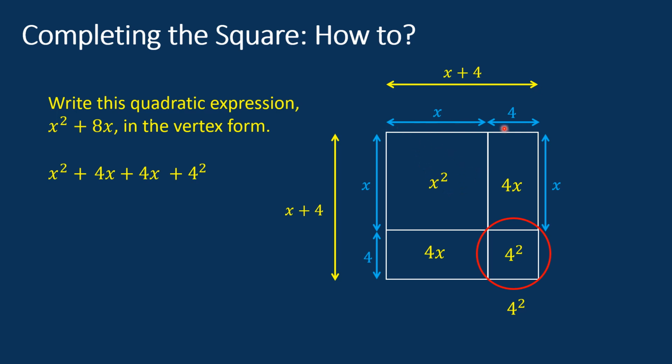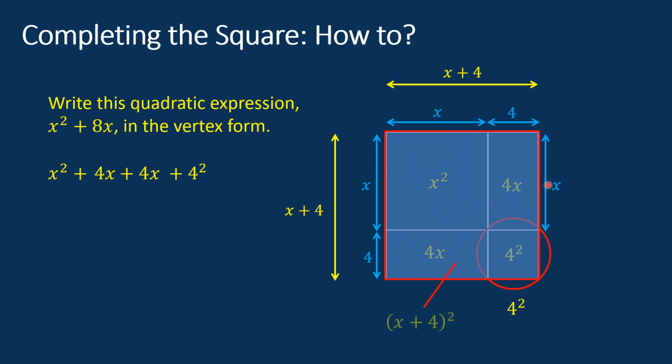Now, this square is complete and the dimension of this square is x plus 4 times x plus 4. Hence, the area of this big square is x plus 4 squared, which means the sum of these 4 terms is equal to x plus 4 squared. So now we successfully construct this square by using the x squared and x terms in this expression.